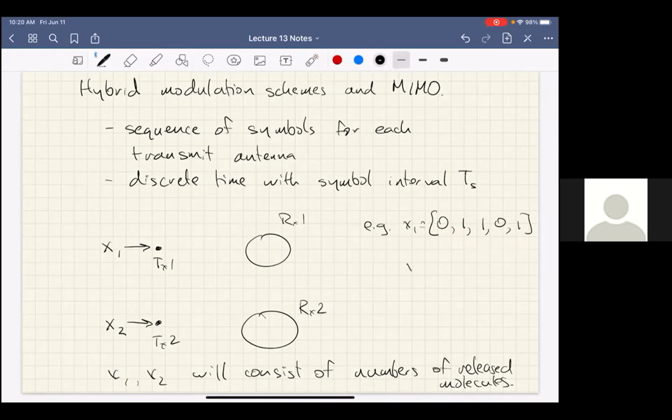And again, we could potentially have a different sequence at the second transmitter. So here it's 0 and 1, 1 and 0, and so on, and they both release a molecule in the 5th time interval. So something like that. So you can see how this would set up a hybrid modulation scheme because I am sending information in time and with amplitude, but also in space because these are different.